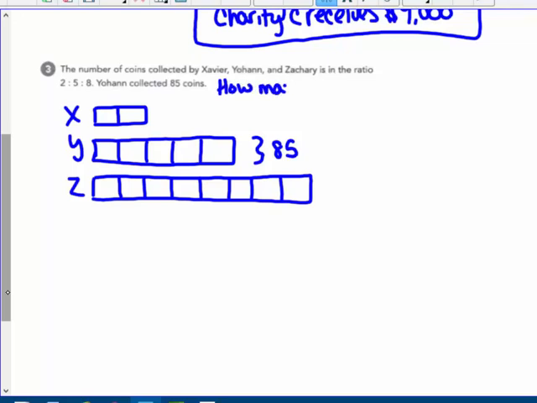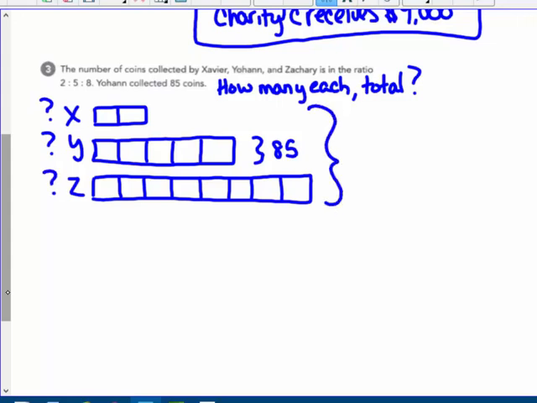How many did each, and what's the total? The question got cut off here. How many did each receive or collect, and what is the total of all the things that they collected? So Johann collected 85, so I want to know how many did they each, and what is the total? So I have 4 questions here.